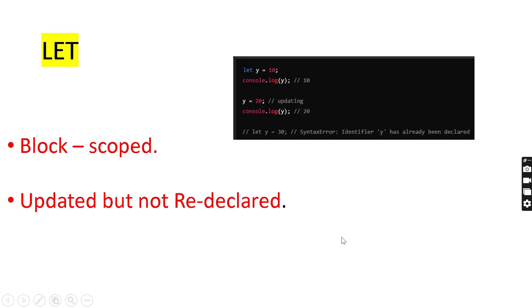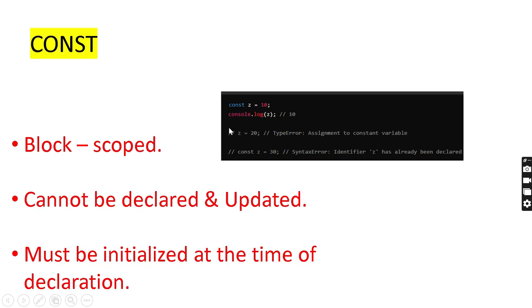And then we have to see let, which is block scoped, and it can be updated but not redeclared. It is only updated, 10 and 20, it's not redeclared. And then const, it is block scoped and cannot be redeclared or updated. For example, once you assign it in this declared variable, you cannot redeclare or update it.